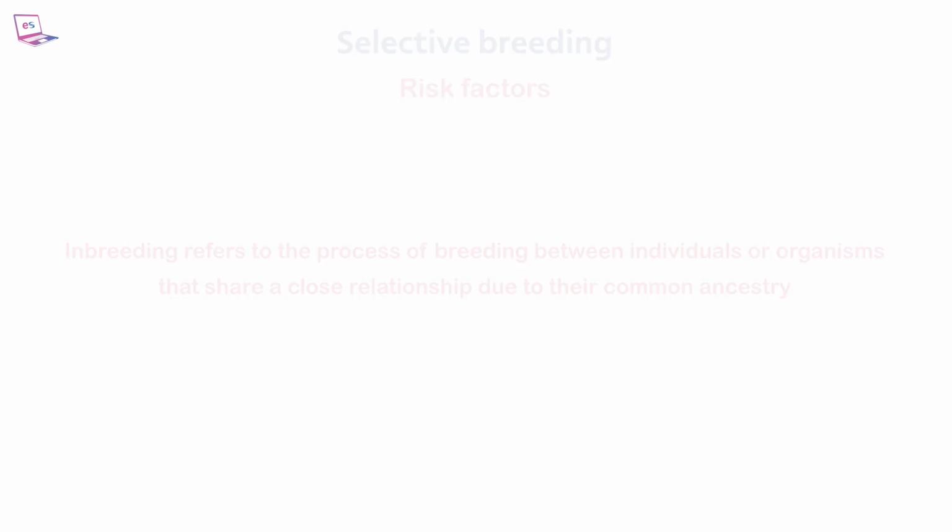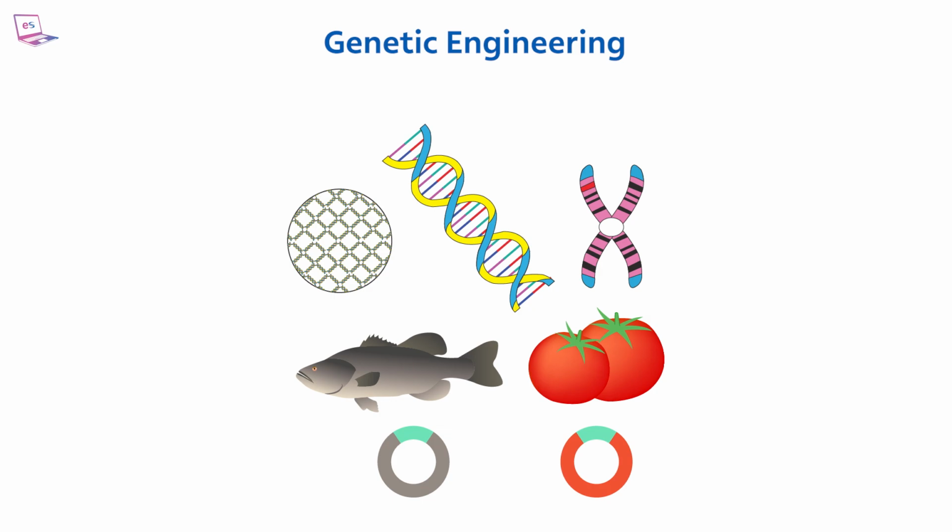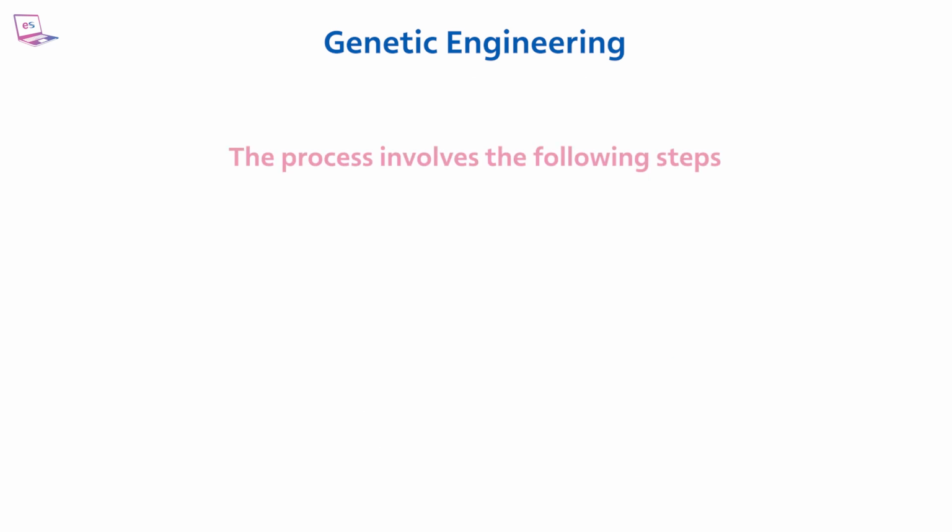ancestry. Genetic engineering. Genetic engineering involves modifying an organism's genome by introducing a foreign gene to produce a desired trait. It is also called genetic modification, GM. The process involves the following steps.